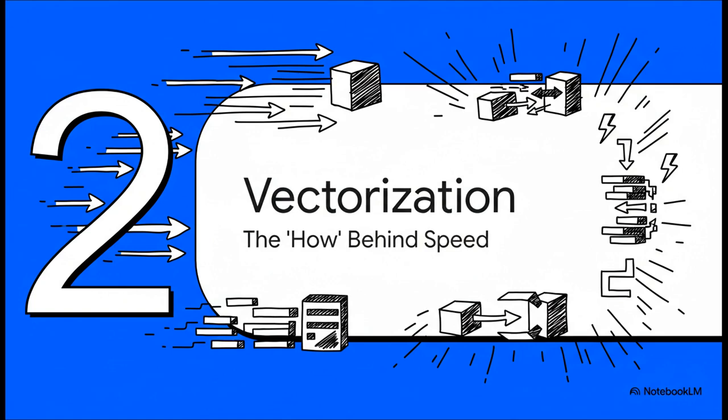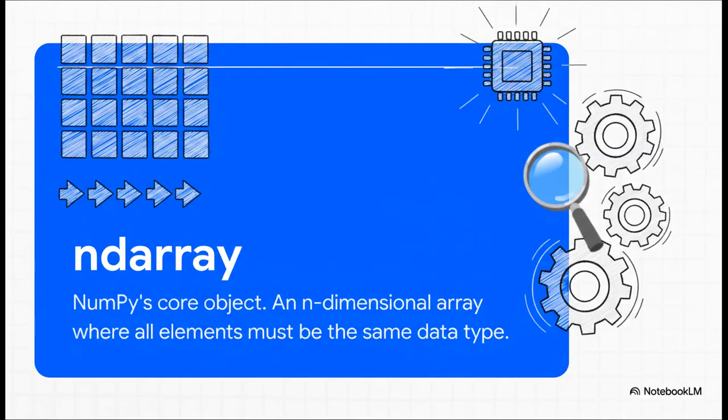So, what's the secret sauce here? How can one line of code be so much faster than a loop that looks like it's doing the same work? Well, the answer is this really powerful concept at the heart of NumPy called vectorization. It all starts with NumPy's main building block, the ND array. And the best way to think about it is like a perfectly organized bookshelf, where every single book is the exact same size. See, unlike a regular Python list that can hold anything, an ND array demands that all its elements are the same data type.